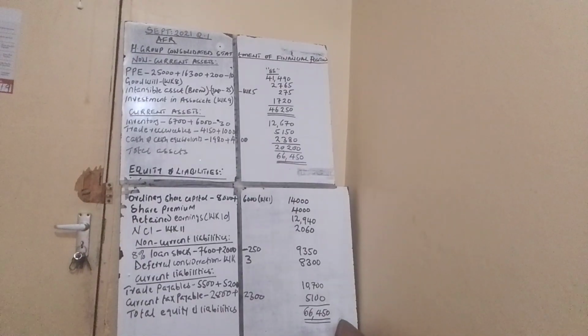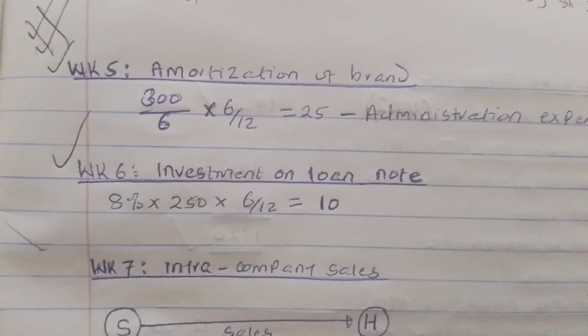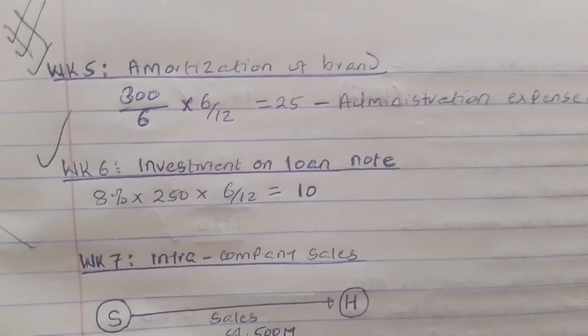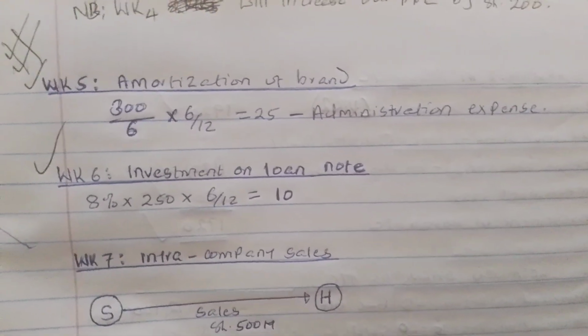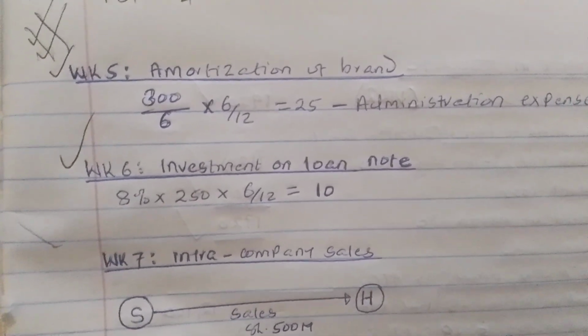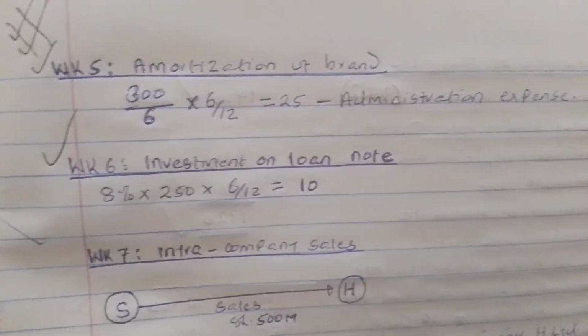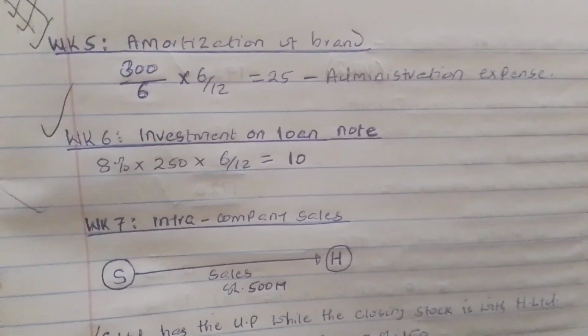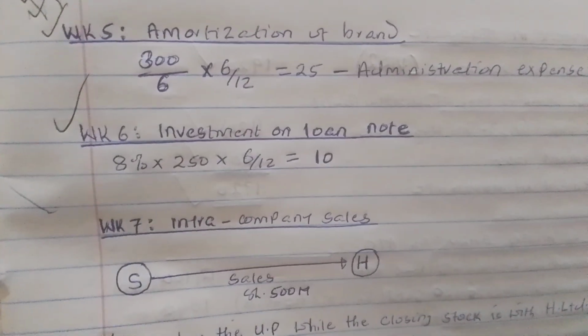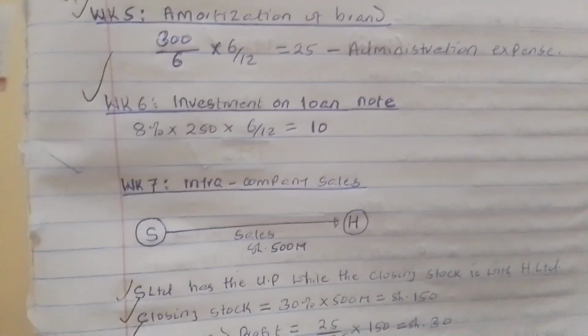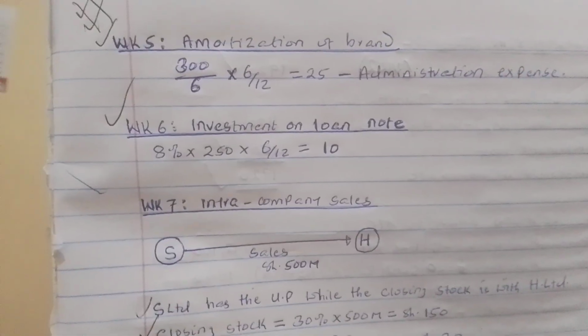Okay, we move to working number 5, which is amortization. The same point number 1. You are told there was an asset there. It was a brand, working number 5, that brand, with a value of 300 with expected useful life of 6 years. So take 300 over 6 to get amortization per year. Then we are interested with only 6 months for this particular question, times 6 over 12, which is 25. And we are told that will be part of administration expenses.